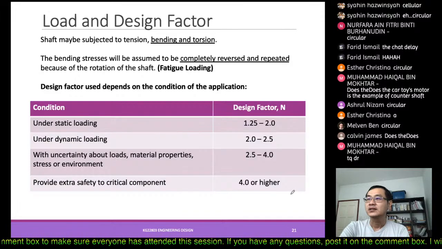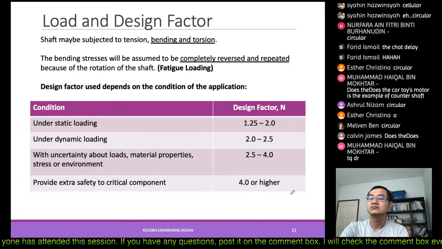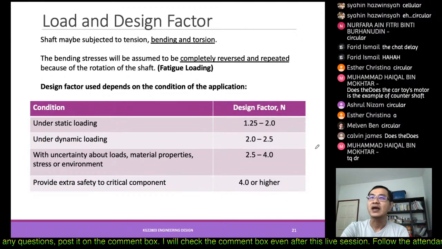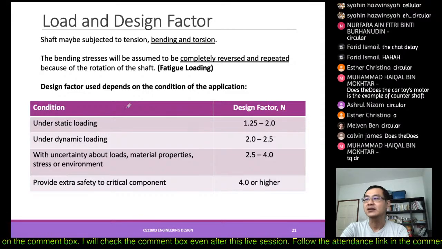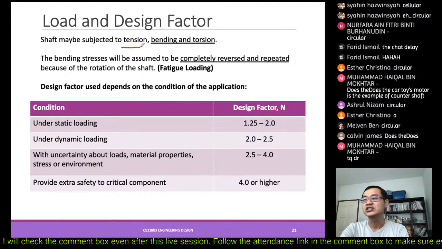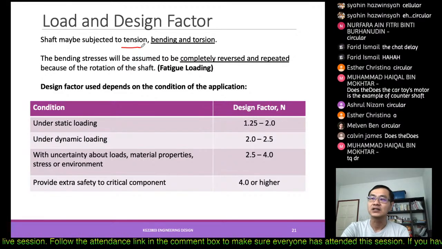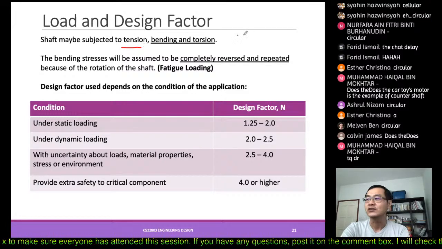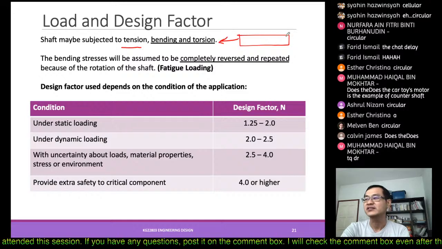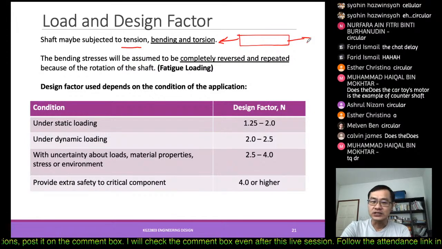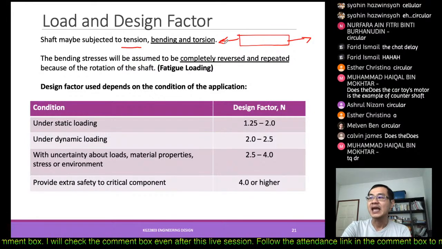In the shaft design itself, you can see that we have the shear as well as the bending. In general, the shear gives us a different kind of load, but generally the shaft will be subjected to tension if we pull it. But it is very rare that we pull the shaft in this way. Generally, we will have bending and torsion.